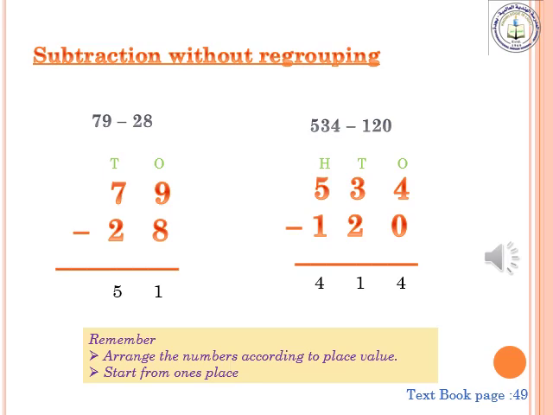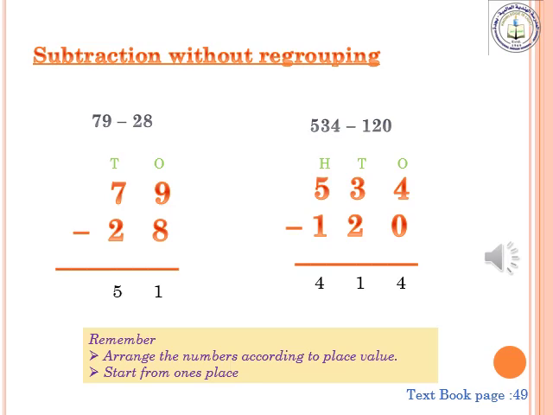In second example, you can see 3-digit numbers, 534 minus 120. Arrange these numbers according to place value and then start from 1's place. In 1's place, 4 and 0. Can you subtract 4 and 0? Yes, 4 minus 0 is 4.